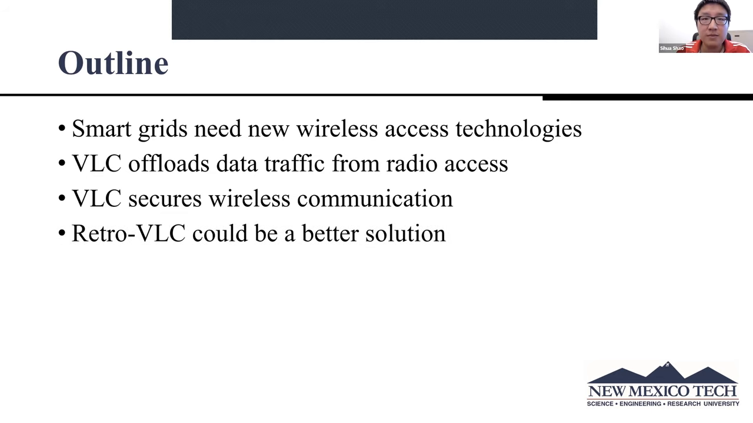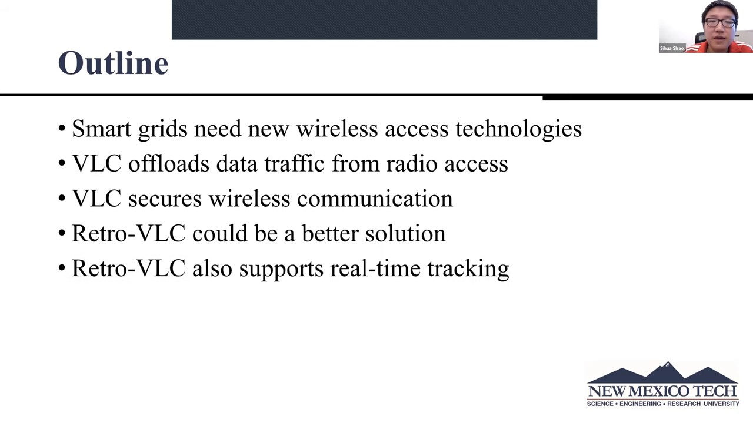Compared to conventional visible light communication, retro visible light communication is a further step for VLC. It uses reflection instead of generating the optical signal, and could be a better solution in some cases. This retro VLC also supports accurate real-time tracking, which will be very beneficial in the future automation system. When an automation system is included in the smart grid control, you would better know the real-time position of things like the robots and the UAVs.